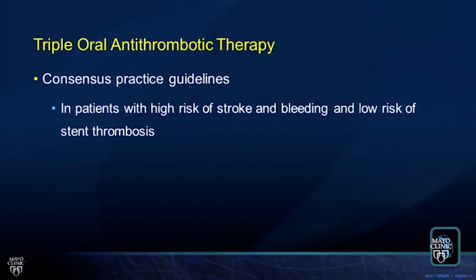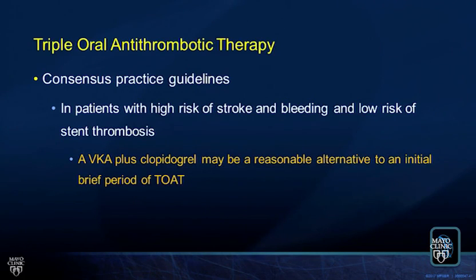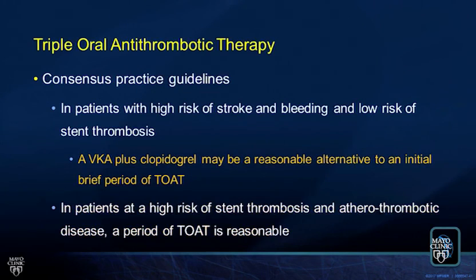With regards to the practice guidelines, in patients with high risk of stroke and bleeding, and a low risk of stent thrombosis, a VKA antagonist, warfarin, plus clopidogrel may be a reasonable alternative to an initial brief period of TOAT. In patients who are at high risk of stent thrombosis and atherothrombotic disease, a period of TOAT is reasonable.